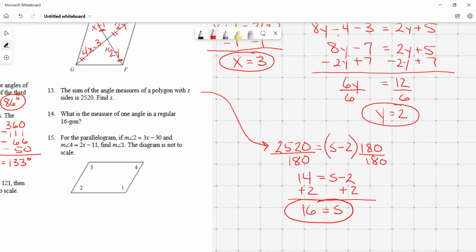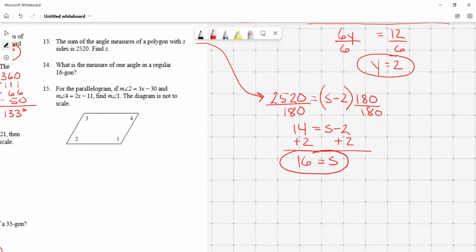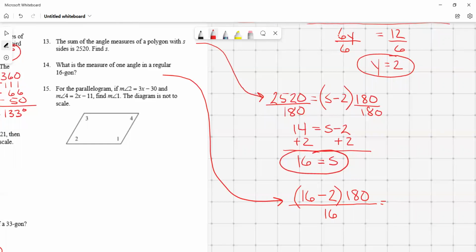Number 14 here. What is the measure of one angle in a regular 16-gon? Well, now we're going to take 16, subtract 2 from it, and multiply it by 180. That would give us the sum of all the angles. And then we're going to divide it by the number of sides, or the number of angles, which is 16. And that'll give us each angle.